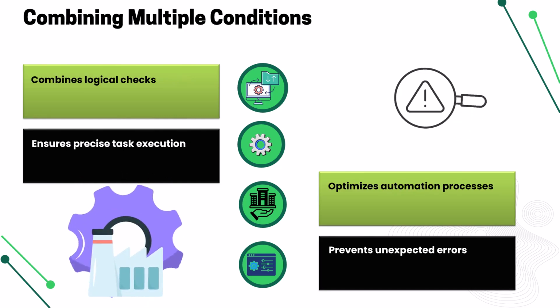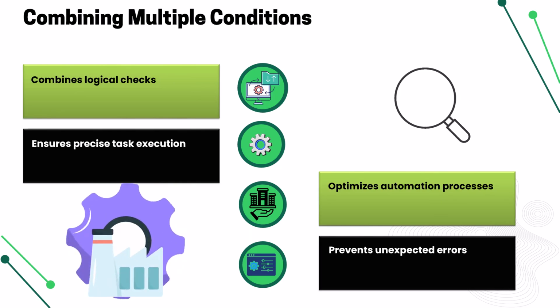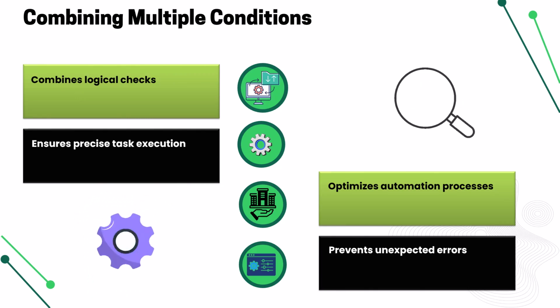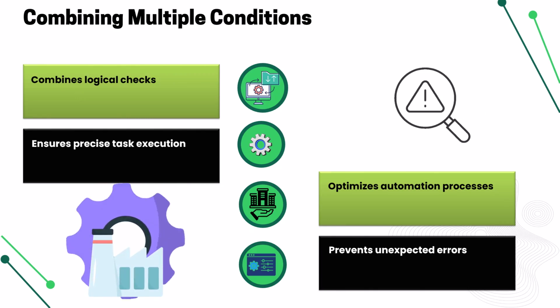Mixing multiple conditions, like crafting the perfect strategy. It ensures tasks run only when necessary, combining various logic checks for better accuracy. It's like making sure all traffic lights are green before hitting the gas, smooth sailing ahead.